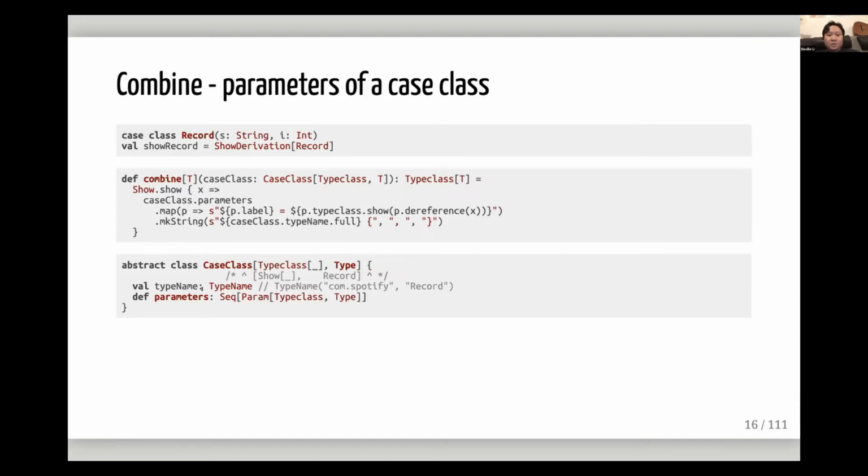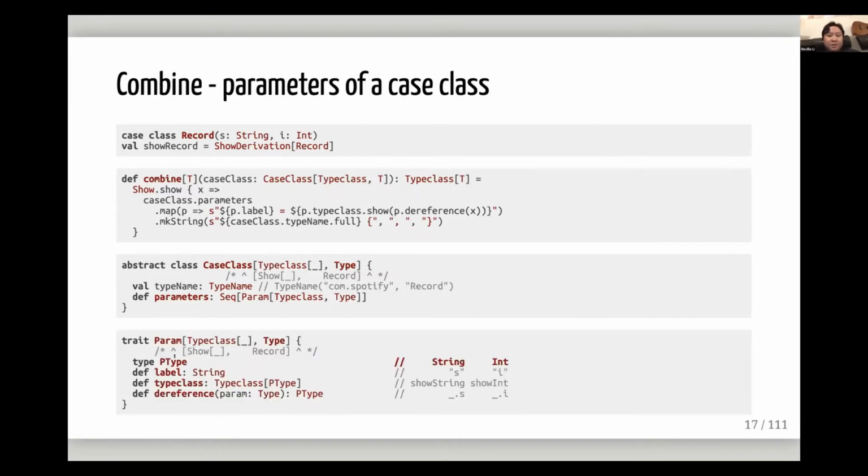If we take a closer look at the case class type here, it obviously has a type name, that's Record, and a list of parameters, each one of those representing a field in our case class, like S of String and I of Int. For each of these parameters, we have a dependent PType, which describes the actual field type, like String or Int, a label, that's a stringly typed label, that's the field name, a type class, which is summoned implicitly through the search scope, so Show of String or Show of Int, as we've seen in the previous slide in the companion object. And then at last is the dereference method, which is basically a getter.